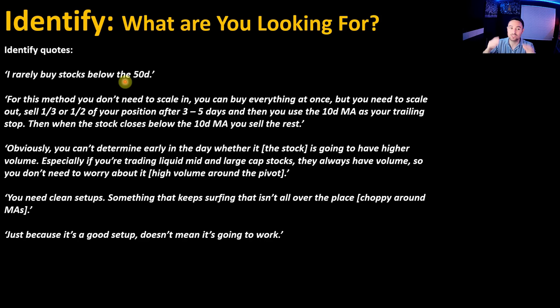For this method, you don't need to scale in. You buy everything at once, but you need to scale out. So sell one third or half of your position after 3 to 5 days, and then use the 10-day moving average as your trailing stop. Then when the stock closes below the 10-day, you sell the rest. Now, I know there's a lot of information coming at you very early on in this video.